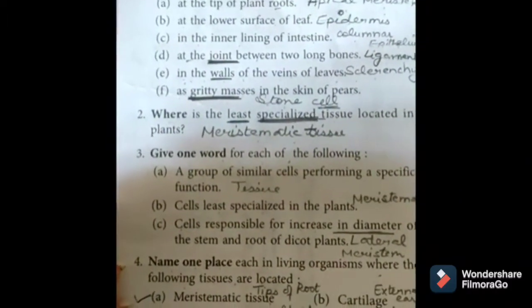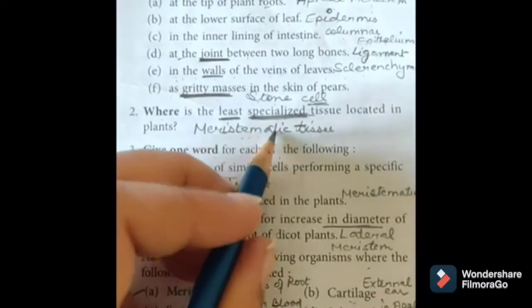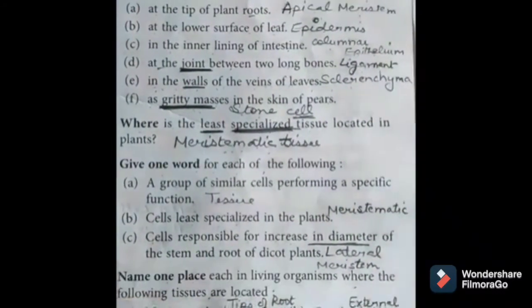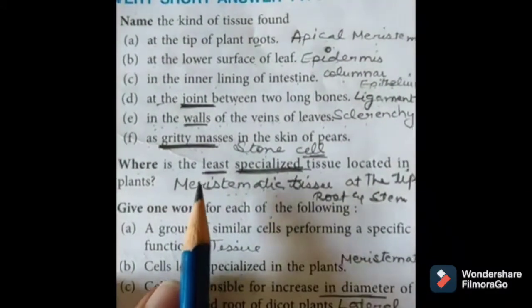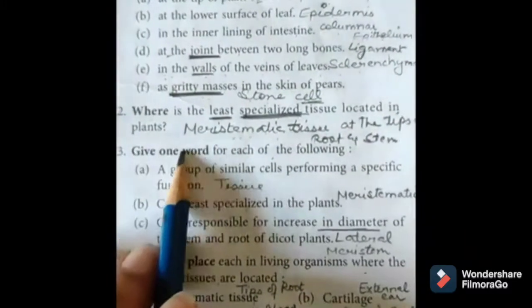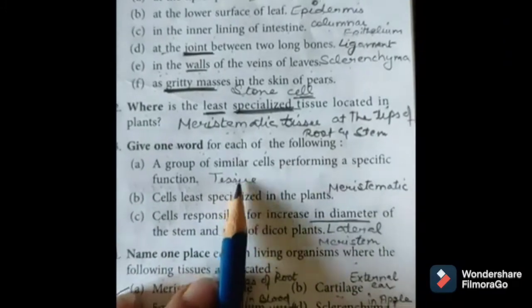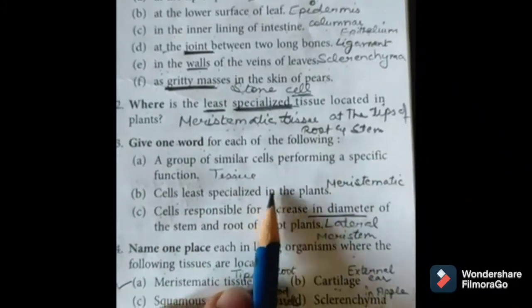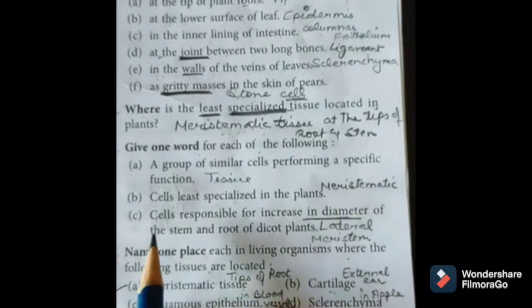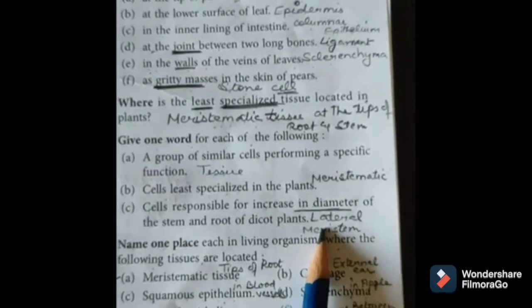Next question. Where is the least specialized tissue located in plants? So it is meristematic tissue present at the tips of root and stem. Then one word answers here. Group of similar cells performing specific function: tissue. Least specialized cell in plants: meristematic tissue. Cells responsible for increase in diameter of root and stem: lateral meristem.